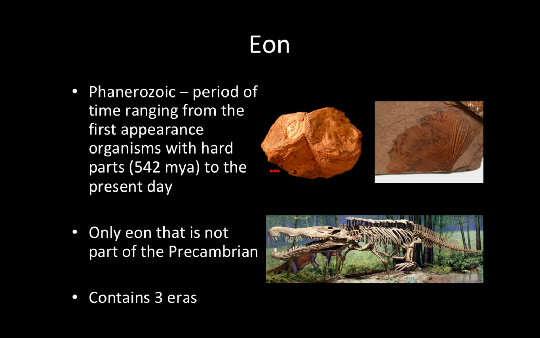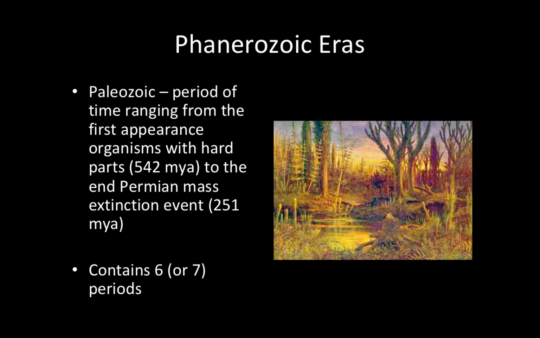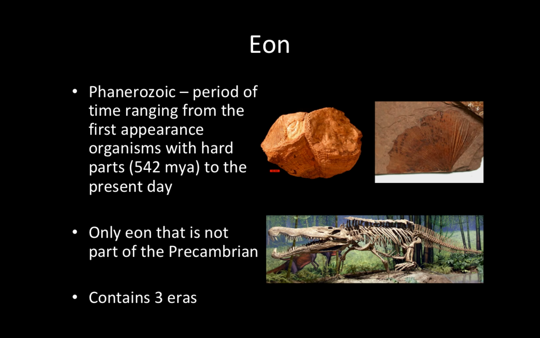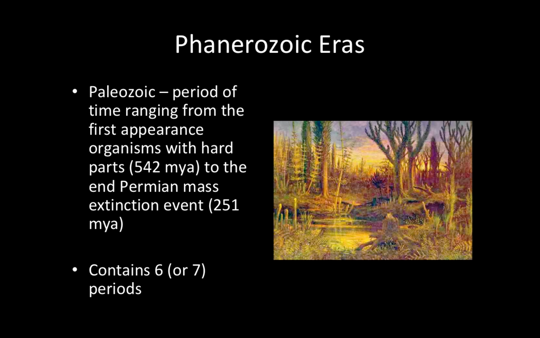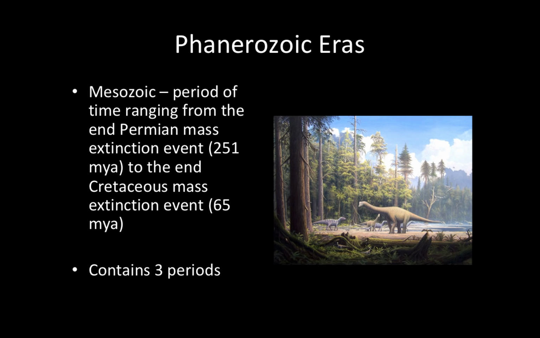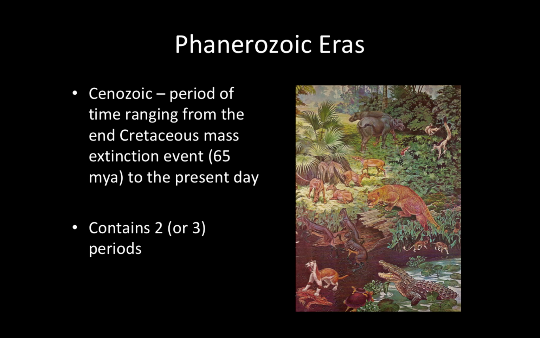Then we move into eons. Here we have the Phanerozoic that kicks off with a lot of fossils like trilobites. All right. So this is about 542 million years ago. The Phanerozoic eon starts with the Paleozoic era. We're getting smaller and smaller and smaller. To the Mesozoic, which you're probably familiar with because that's where the dinosaurs are. To the Cenozoic, where we are now. It's called the Age of the Mammals.